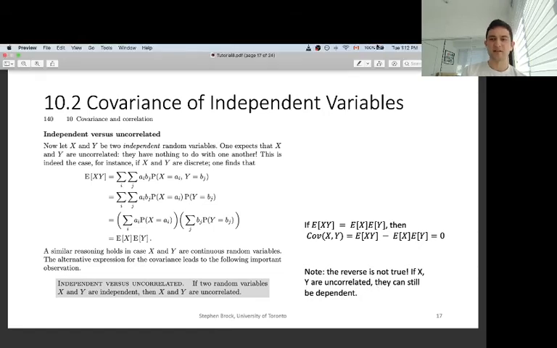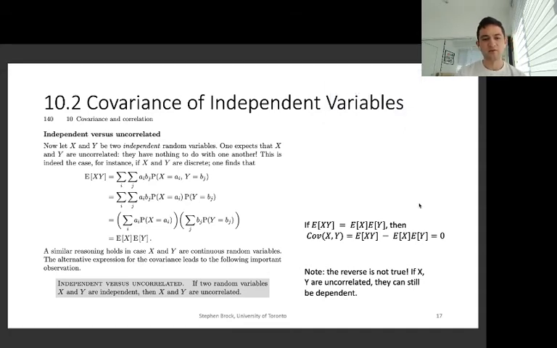The reason this comes about is that if x and y are uncorrelated, all that means is that this equation right here, the expected value of xy minus expected value of x times expected value of y, is equal to 0. That means that they're uncorrelated.